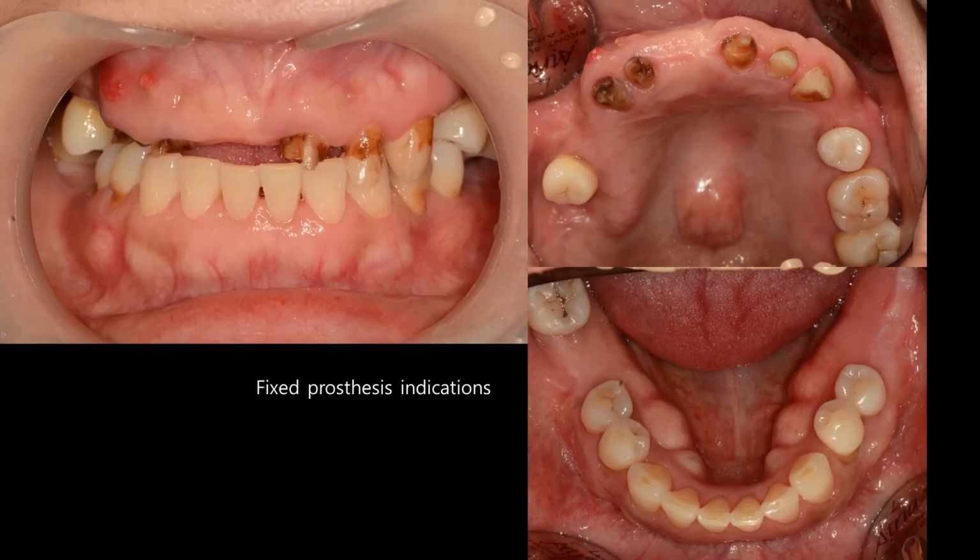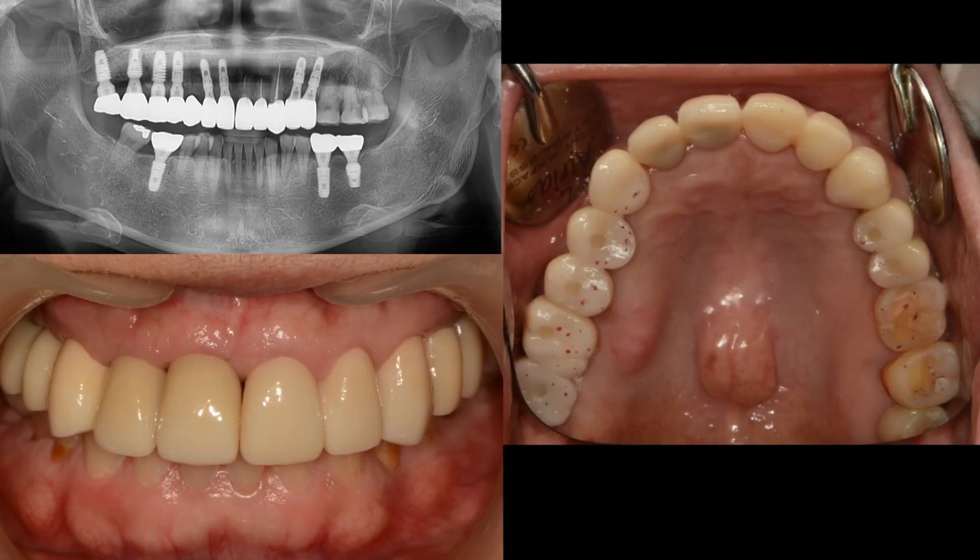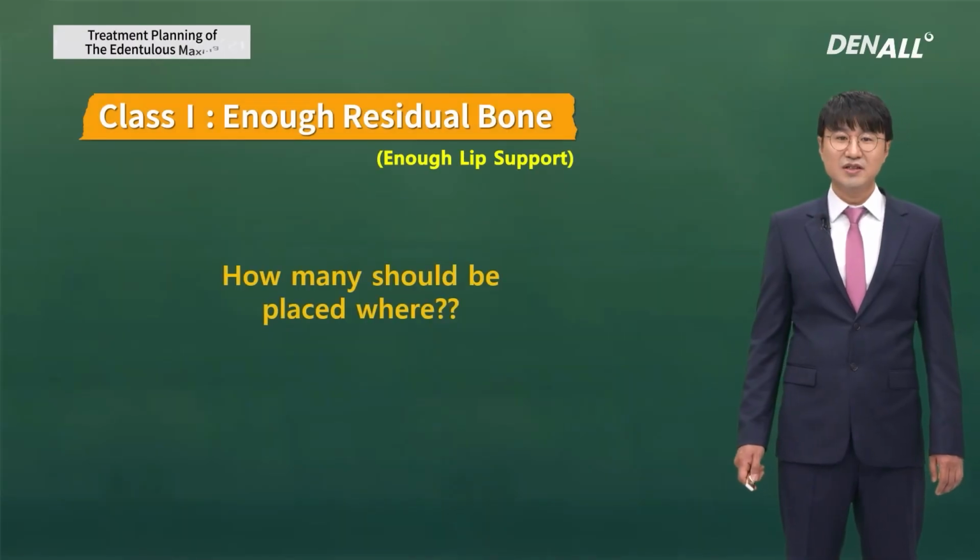So there's not much bone resorption, and residual bone is sufficient. Then it's a fixed prosthesis indication. In such a case, if you use overdenture as a compromise, then you could have a lot of problems on your hands. After implant placement, abutments were connected, and I did immediate loading. Aesthetic and functional problems were fixed in a very short time. After 3 months, in the conventional way, fixed prosthesis was delivered as the final prosthesis.